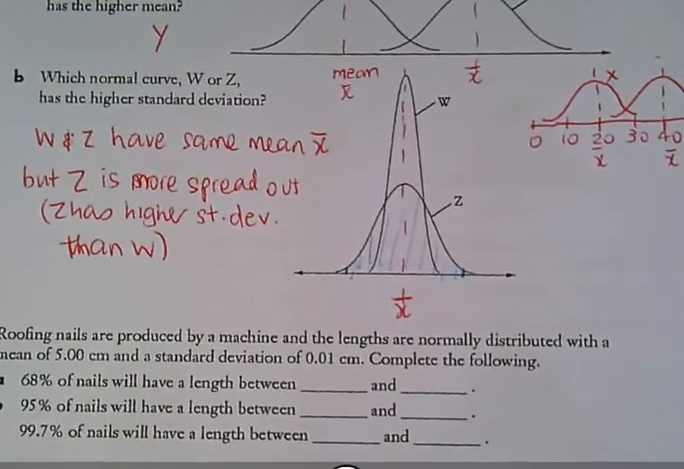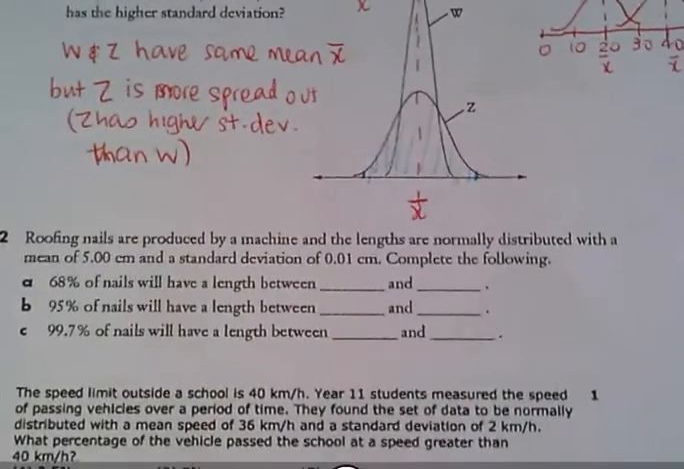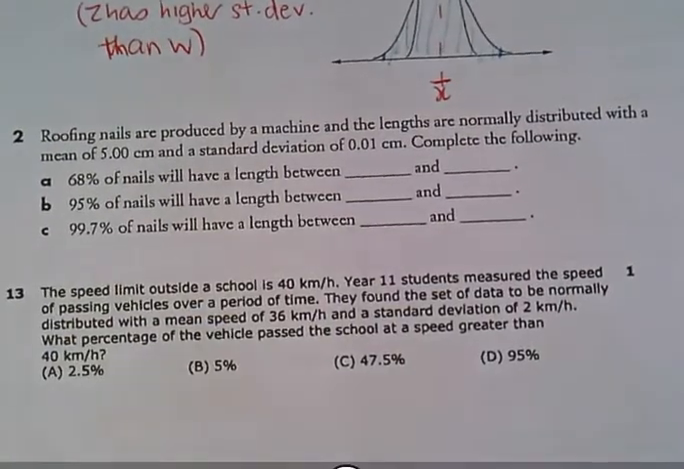So all you need to know at the moment is that the mean is in the middle. If your graph is more spread out, the standard deviation's bigger. It's deviating more from the mean. That's what deviate means, spread out from. All right? Now, question 2.